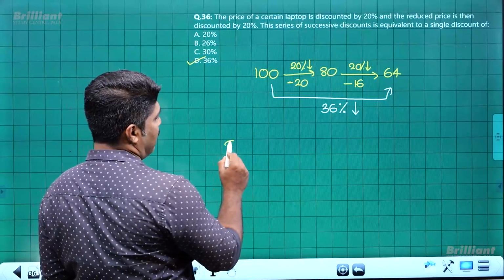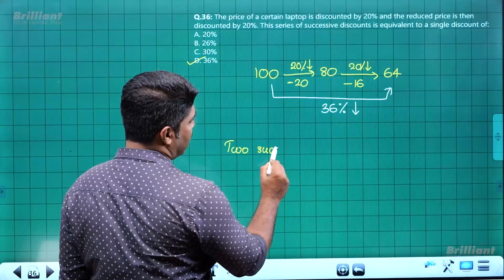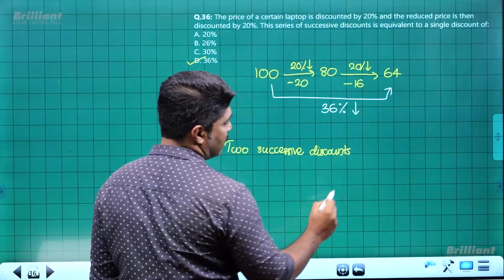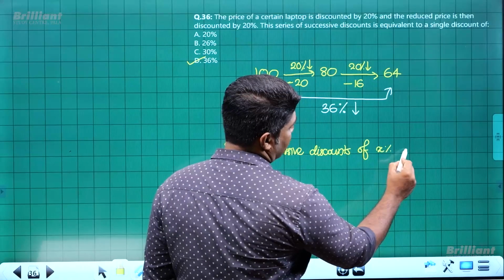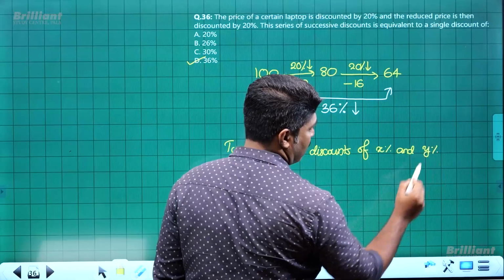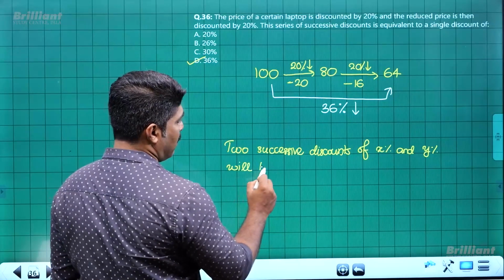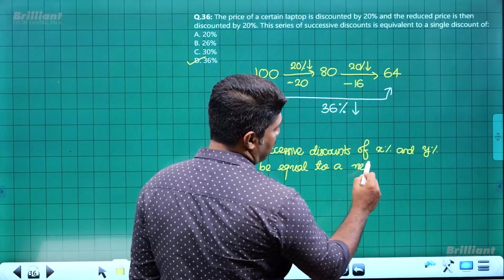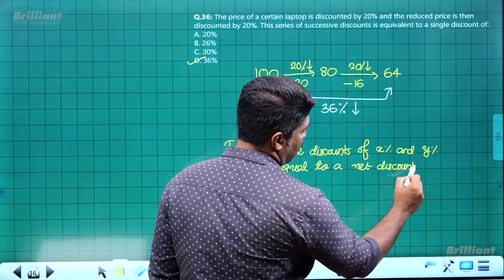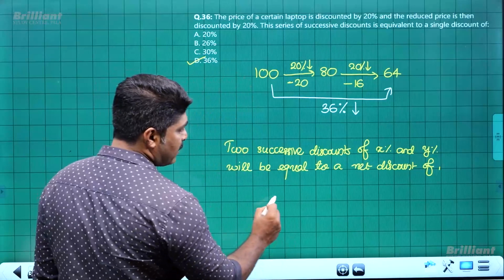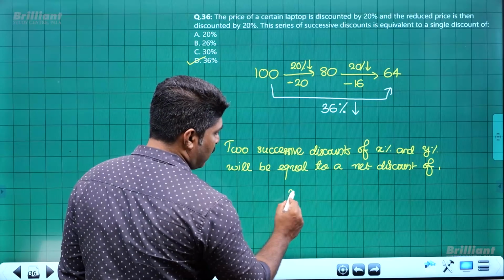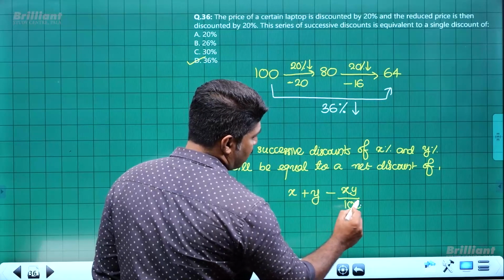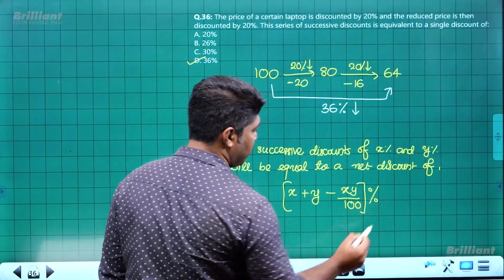So that's a direct result. You can write that as a result: two successive discounts of X% and Y% will be equal to a net discount of X plus Y minus X into Y by 100%. So this is a useful result in such a situation.